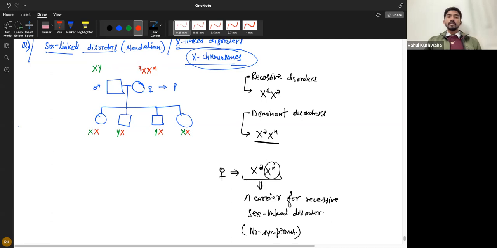Or let me write A only. So one is affected, one is normal. For the father, let's say this is normal. Why are we not considering the Y? That's why it's sex linked.